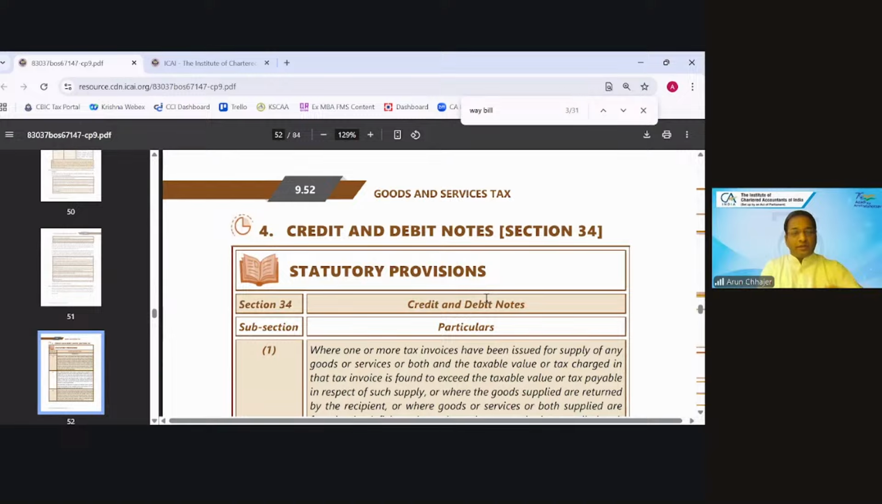Credit note and debit note. Let me ask you some questions on the credit note and debit note. First important question: what is the last date to issue the debit note?